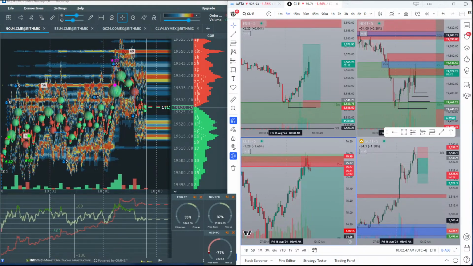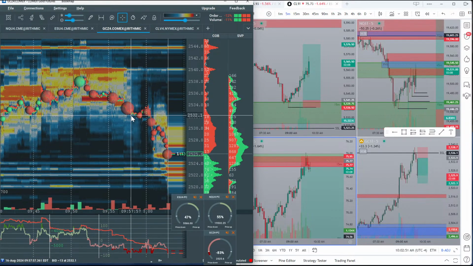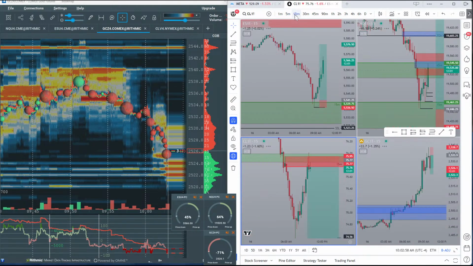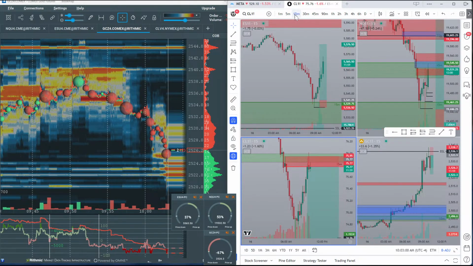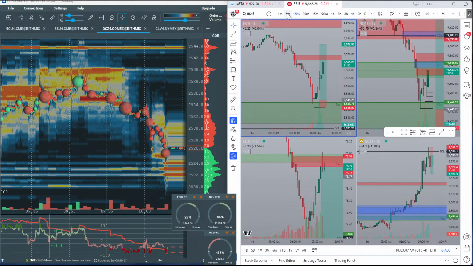Wow, gold. Gold's just going crazy to the downside. Non-stop gold to the downside. NASDAQ 5-minute order block coming up. Who gives a shiznit about a 5-minute order block? ES, bit of a fair value gap right there.